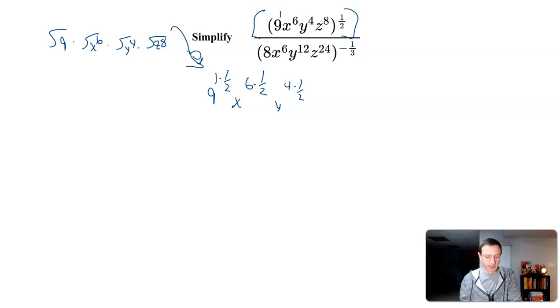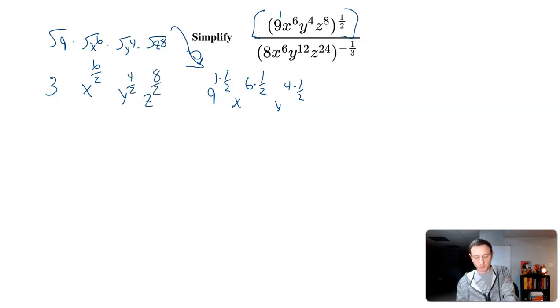Because the square root of 9 is 3, and then this would be x to the 6 over 2. You would just think, well, if I'm going to simplify this, I have to do 6 divided by 2, y to the 4 over 2, z to the 8 over 2, which is 8 times 1/2. So you'd end up just doing 6 divided by 2, 4 divided by 2, 8 divided by 2, but it doesn't matter. So we're going to have 9 to the 1/2, which is the square root of 9, which is 3. So we get 3 there.